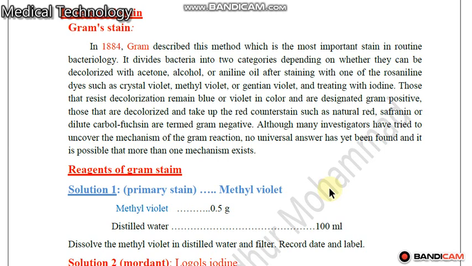This is lecture number 10, part 3, about the differential stain. We will explain the Gram stain.